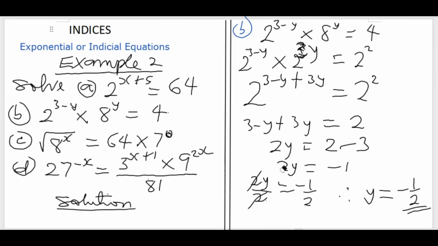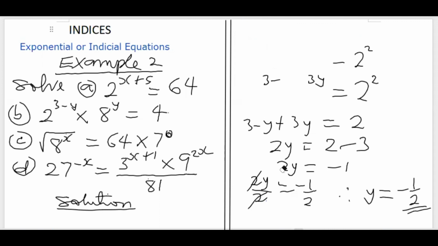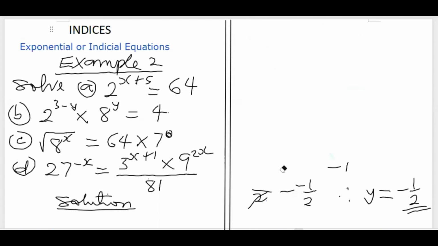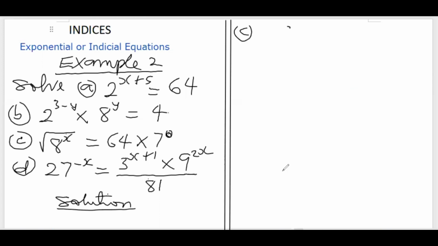We move on to C quickly without wasting our time. The C part says the square root of 8 to the power of x equals 64 times 7 to the power of 0. First of all, express this in power form. 8 to the power of x, 8 is the same thing as 2 to the power of 3.